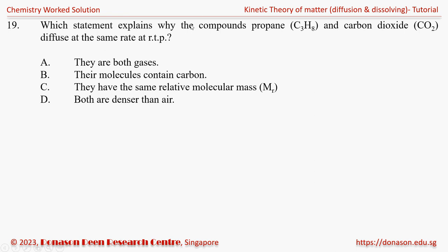Which statement explains why the compound propane, whose molecular formula is C3H8, 3 carbon atoms bonded to 8 hydrogen atoms, as well as carbon dioxide gas, which has 1 carbon atom bonded to 2 oxygen atoms, diffuse at the same rate at RTP. RTP stands for room temperature and pressure.